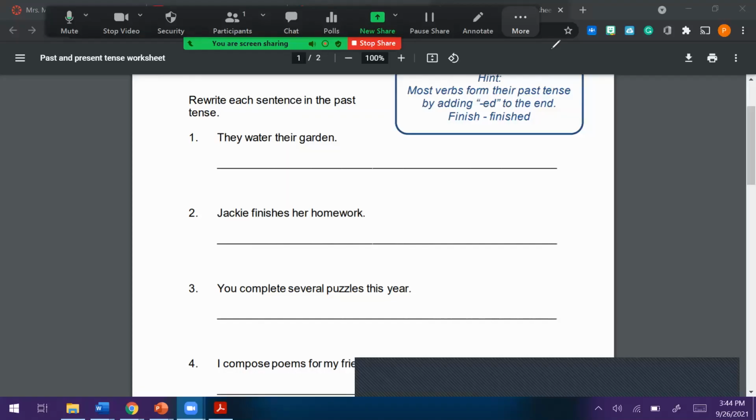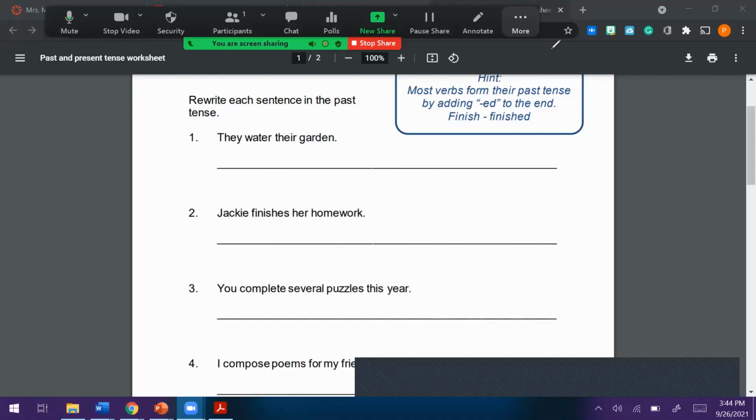Hi guys, today we're going to be working on a quick activity about past and present tense because I know we started on this last week, but I want to elaborate on it a little bit more this week. So what we're going to do is work on this worksheet together and I'm going to give you some examples. Now I want you to understand that they already give you a hint at the very top corner. So let's look at that hint.